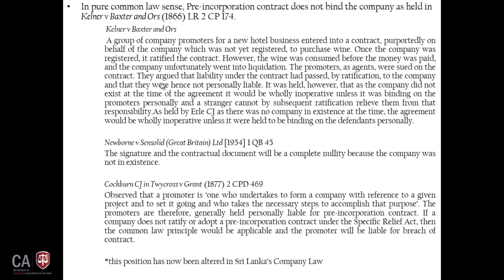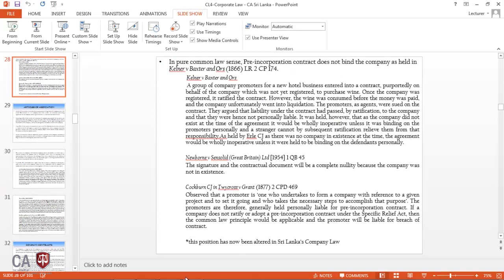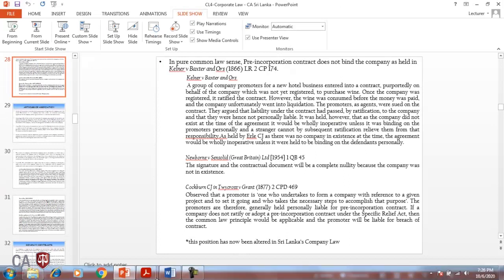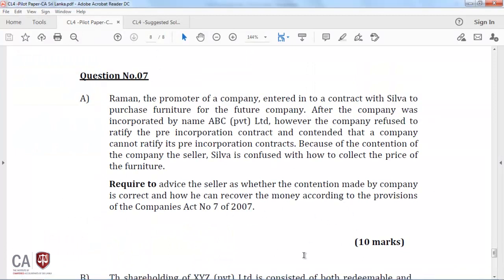So I have given you certain English case law, and stated that this common law position has now been altered in Sri Lanka's company law, so that pre-incorporation contracts are valid under statutory law. So this is how you have to explain your answer. You need to write all these full details if you are to gain more marks out of the 10.